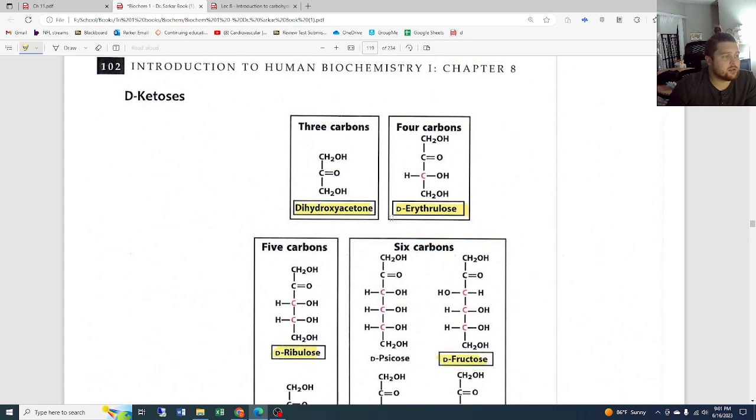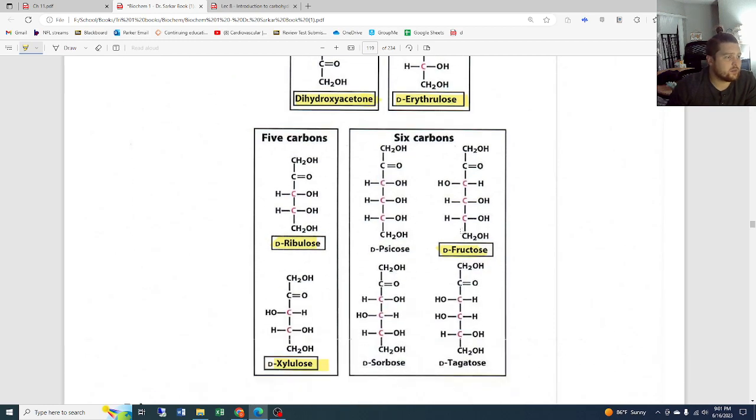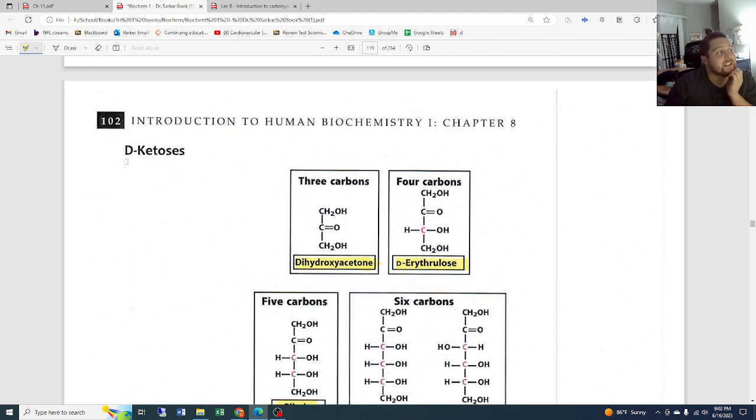So I would highly recommend also making some kind of mnemonic or some way to help remember these. Whether that be, like we talked about, DERXF, Dirk's F. If you can remember something, so like ketone.